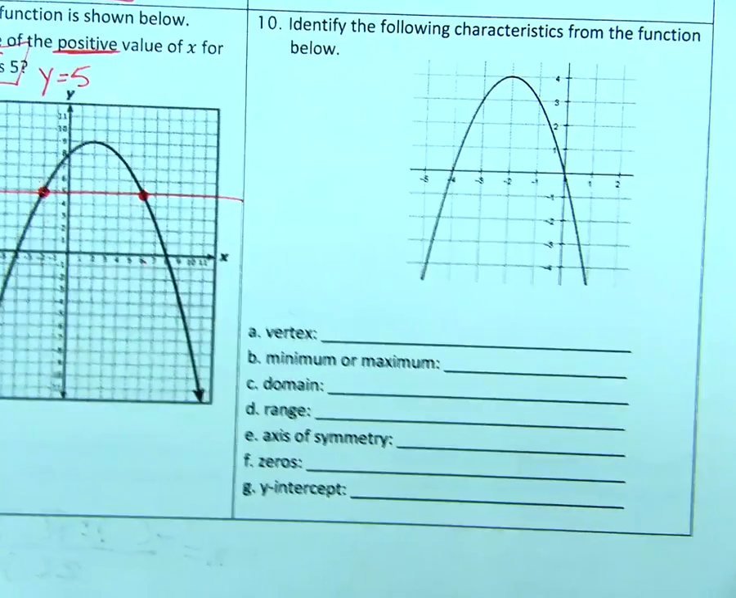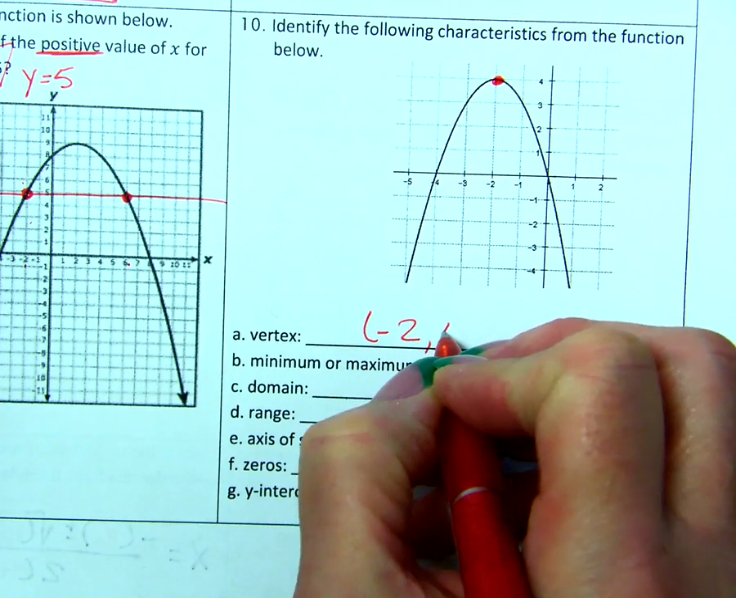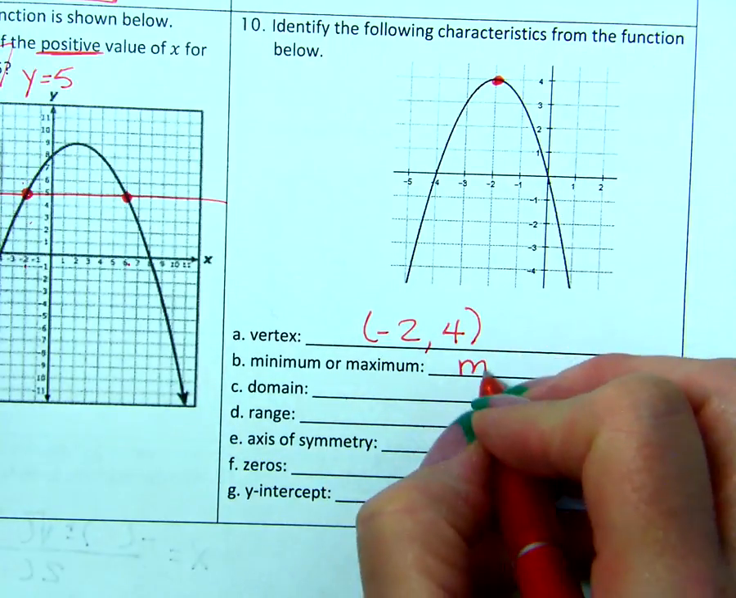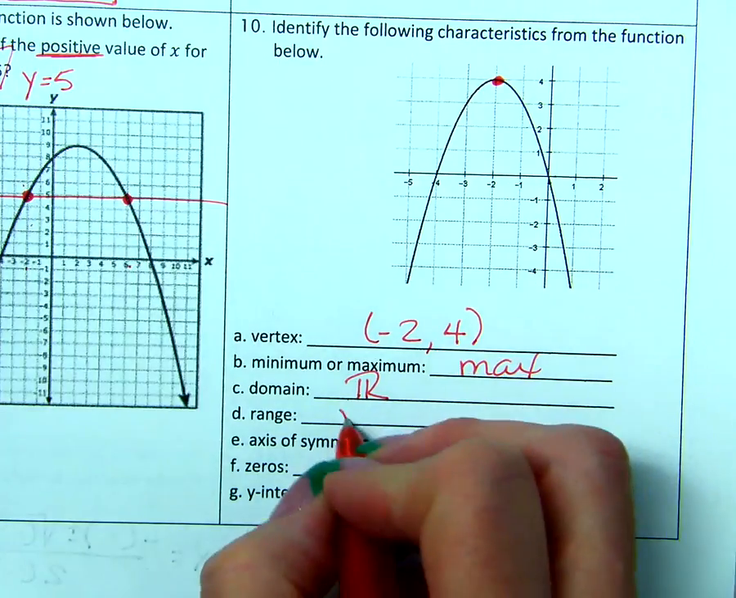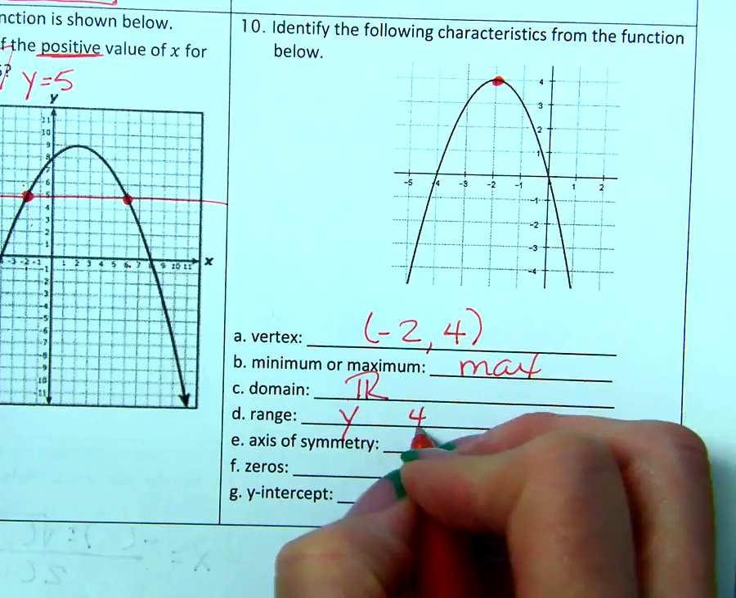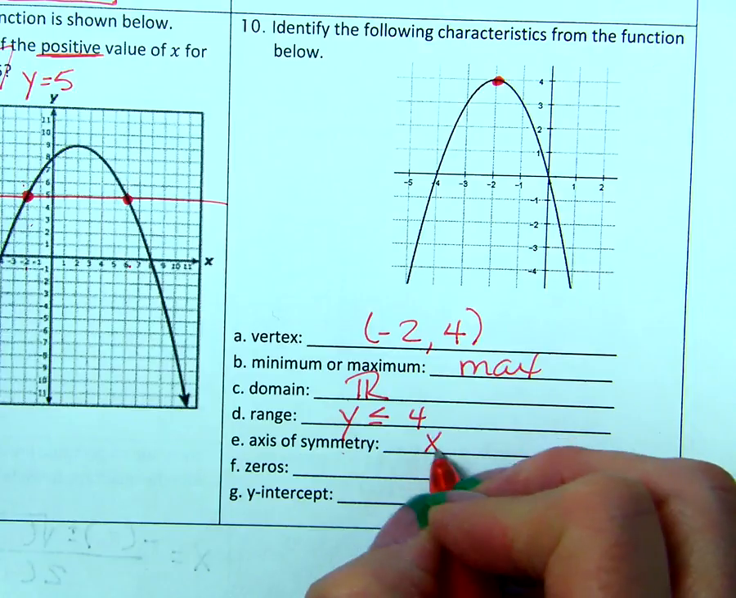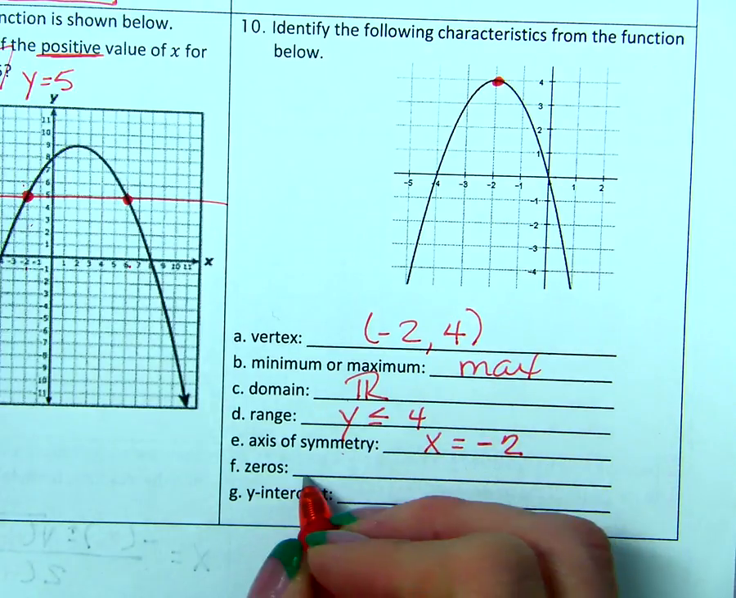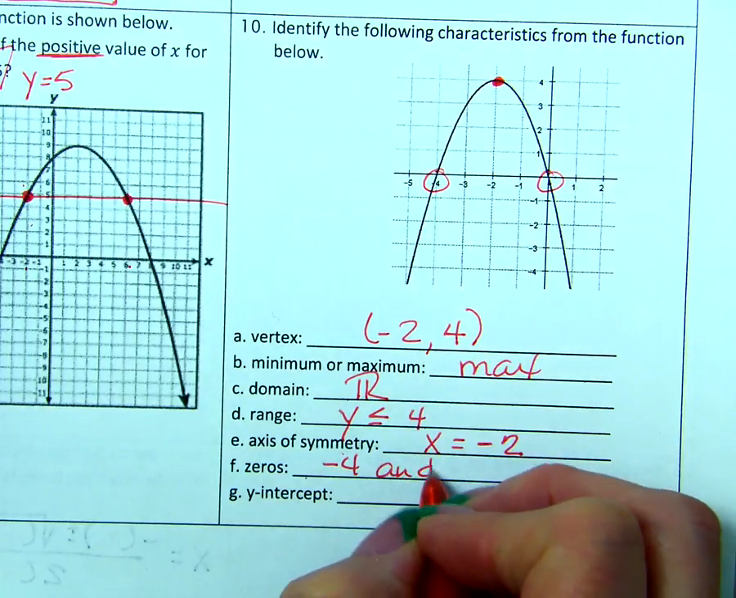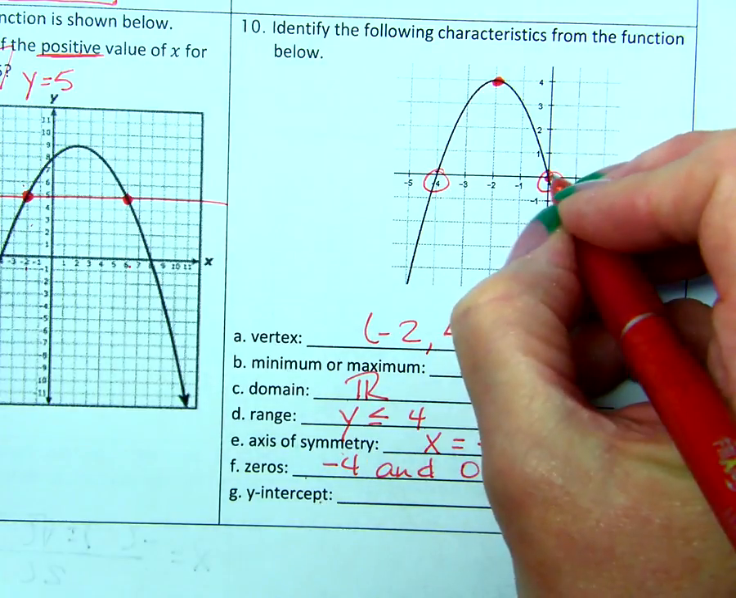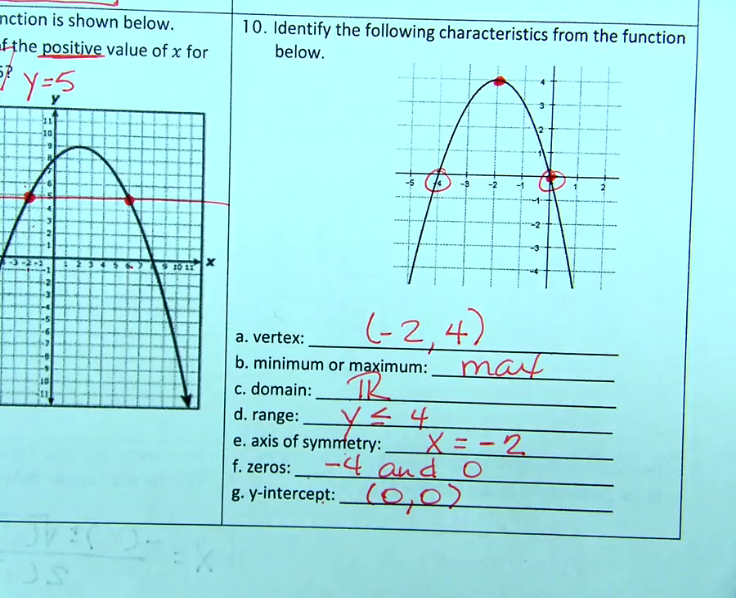Then finally, problem number 10, we need to identify all of the characteristics. Here's our vertex at -2, +4. This is a maximum. The domain of all quadratics is all real numbers. The range we get from the vertex, the y value is 4. Because it's a max, we're going to use less than or equal. The axis of symmetry comes from the vertex, x equals -2. The zeros are our solutions at x is -4 and when x is 0. And our y-intercept actually happened to be at the same location as one of our solutions. And that was at 0, 0.